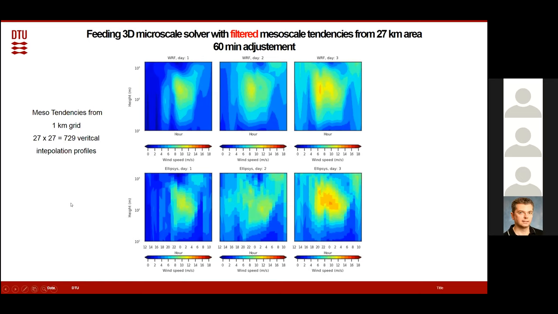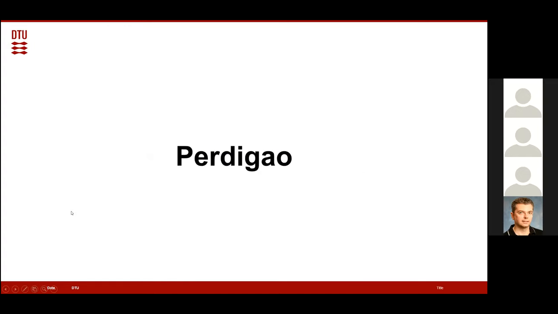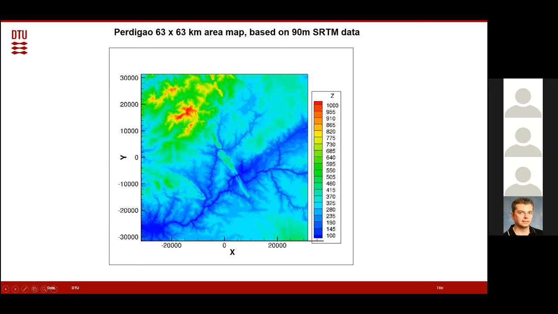So it seems that this, what could be called applying the 3D tendencies, had some ideas to be applied on different sites with a certain complexity. And one of them is the Perdigão site, which has been thoroughly investigated during the NEWA project. And in the NEWA project, the focus was on the two ridges located at the 0,0 position here.